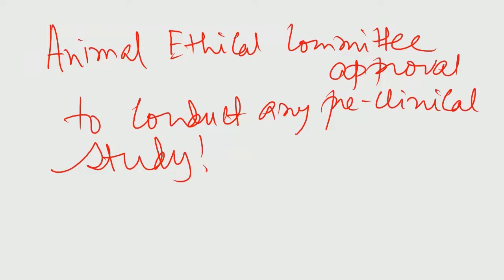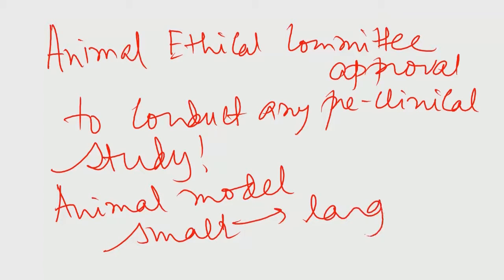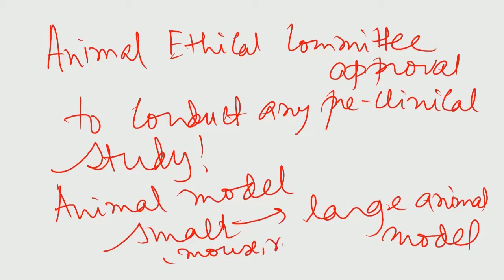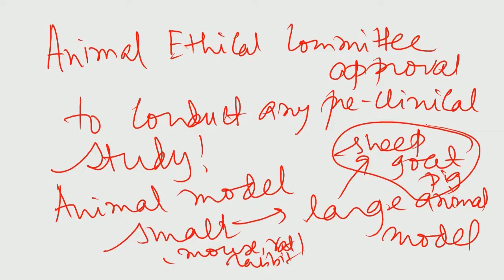So, here one has to write a study proposal on how to conduct this preclinical study, and what type of animal model to use, whether it is a small animal model or a large animal model. To start with, one has to do only the small animal, and then go slowly to the large animal model. Small animal means it is mostly mouse, rat and rabbit, and large animal means it is essentially sheep, goat and pig model. So, these are the different animal models which are largely used.